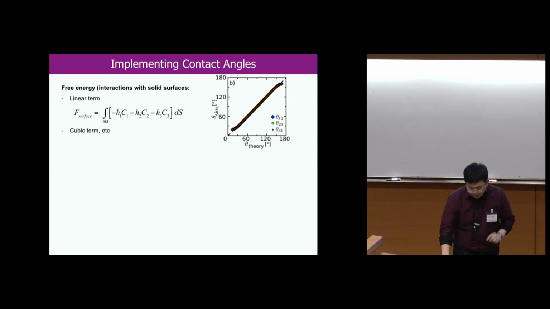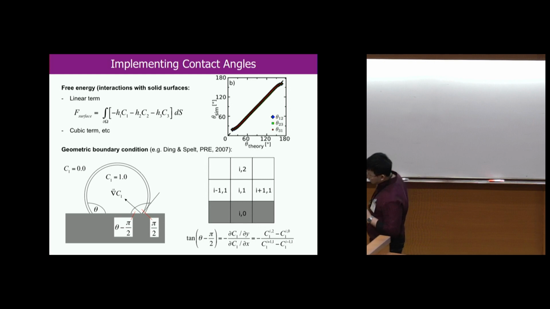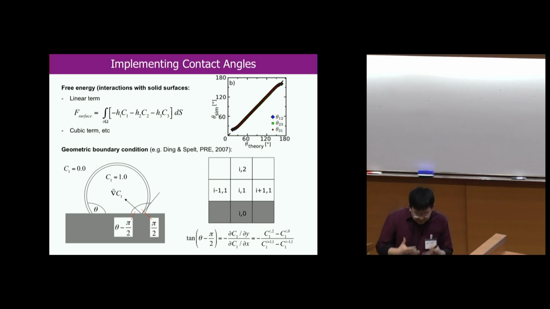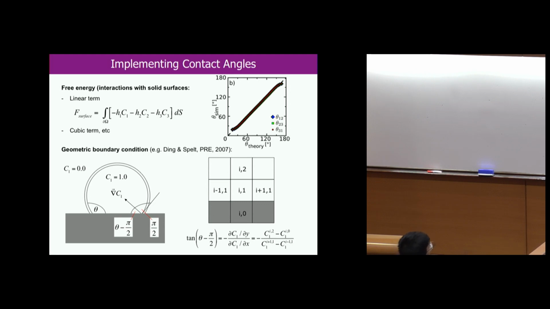That's one way. Another way that we typically do it is using something called the geometric boundary condition. This was first introduced by Ding and Spelt in 2007. And the idea is extremely simple, because we know that we have a diffuse interface model.